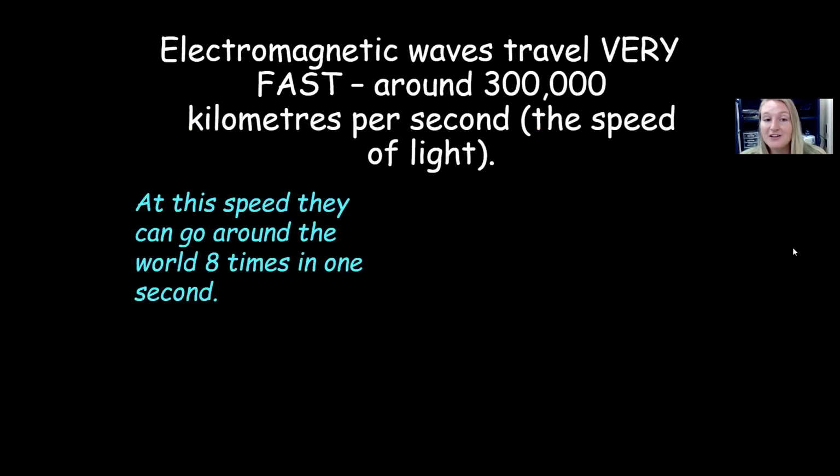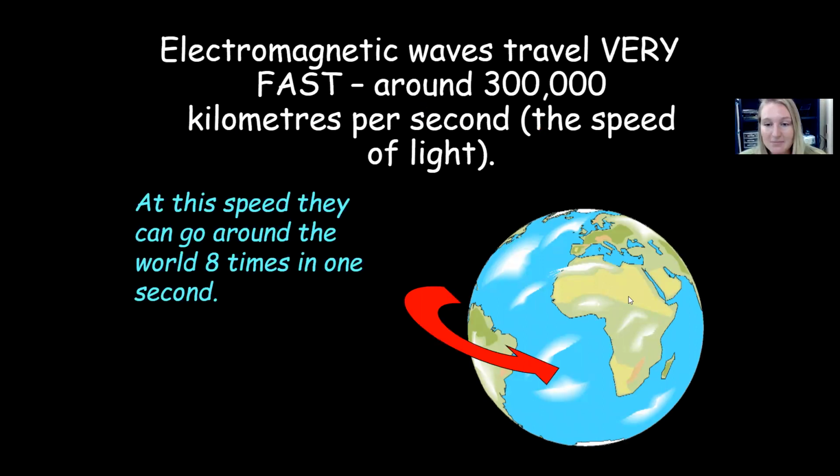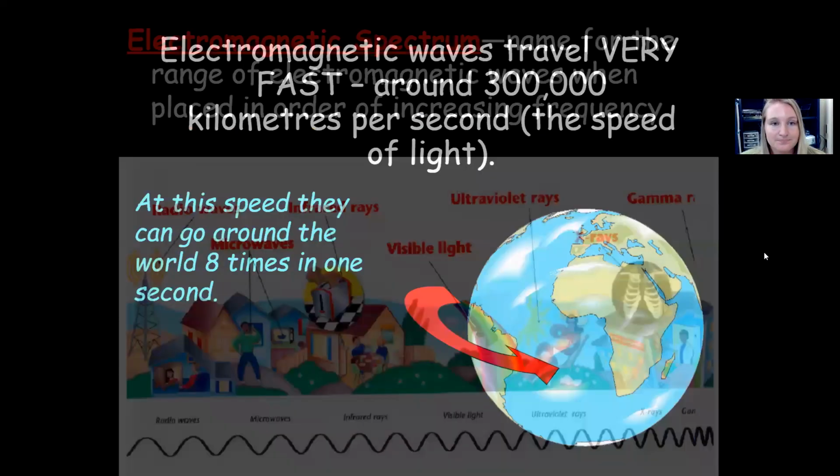Electromagnetic waves are also very, very fast. They all travel at the same speed, which is the speed of light. So at that speed, they could go around the entire Earth 8 times every second. So they are very, very fast.